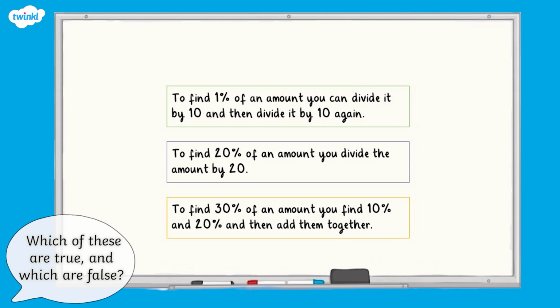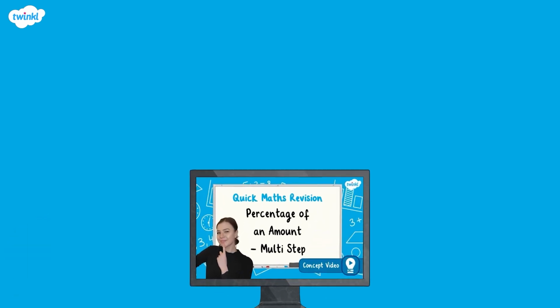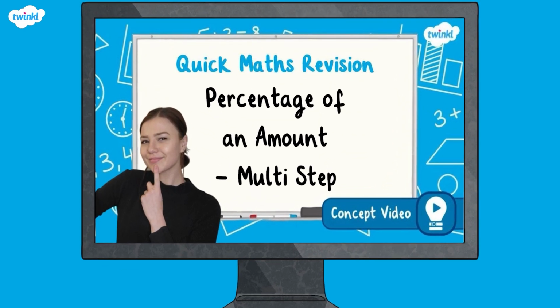Let's check your answers. The first statement was correct. Dividing by 100 is the same as dividing by 10 and then dividing by 10 again. The second statement is incorrect. To find 20% of an amount, you need 20 out of 100, which is equal to 1/5, so you divide by 5, not 20. The third statement is correct. You can calculate other percentages by adding or subtracting percentages. You can find out more about this if you watch the video Percentages of an Amount Multi-Step.